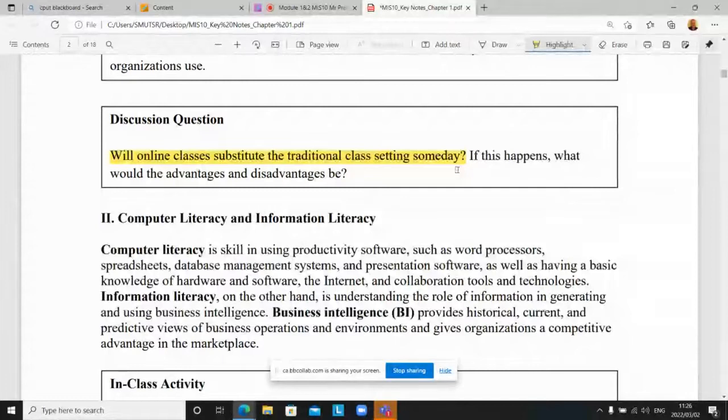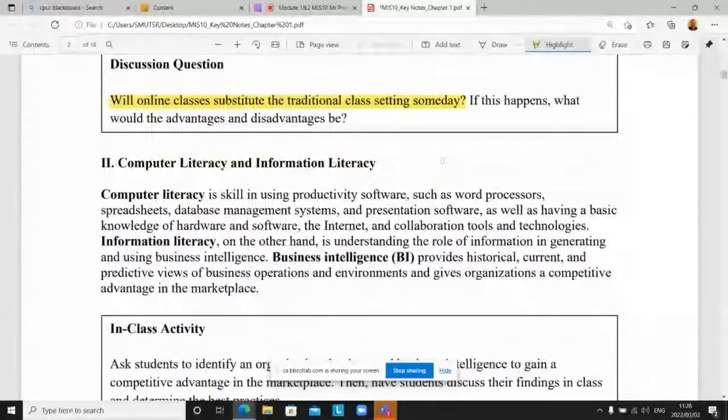Okay, the following one, what will the advantages and disadvantages be? There are so many that you can mention, including problems with bandwidth and not having the equipment and so on and so forth. Have a think about that. We have two concepts here: computer literacy and information literacy. You would need to explain to us what is the difference between the two.